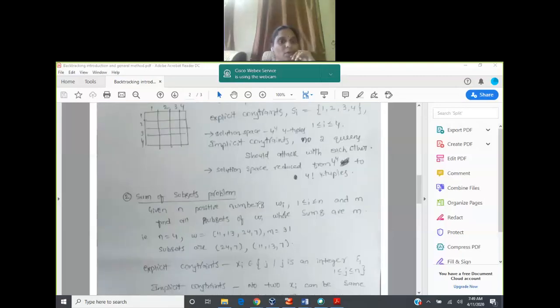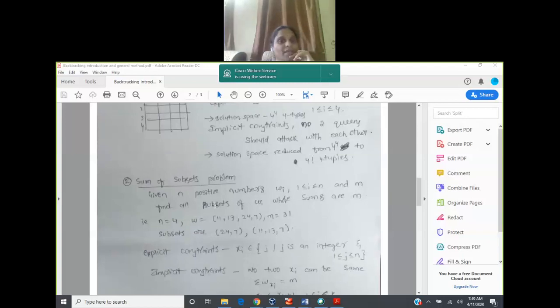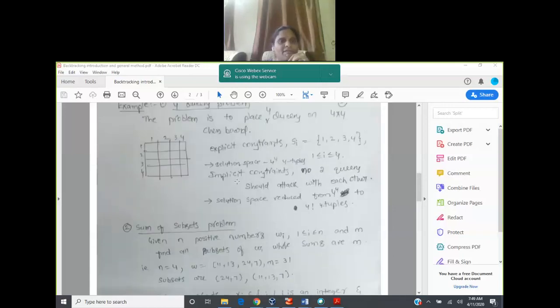And the sum of subsets problem is that there will be given n positive integers or numbers. We have to find the subsets from this input set such that the sum of the elements should be equal to a given value. That is the sum of subsets problem. And there are some more applications for backtracking.